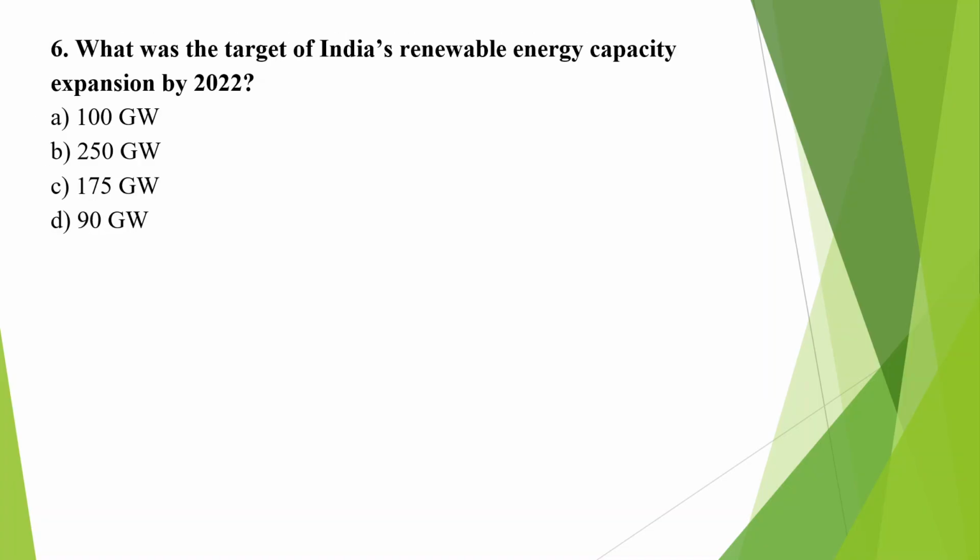Okay, then let's move to the next question. Question number 6. So what was the target of India's renewable energy capacity expansion? India had targeted, I should say, to expand its renewable energy capacity by 2020. So how much were they targeting? How many gigawatts? Let's see how many of you can answer.